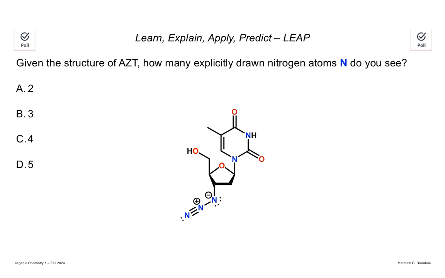Given the structure of AZT, how many explicitly drawn nitrogen atoms? So the bolded blue N. So 1, 2, 3, 4, 5. Our answer here is D. We see 5.